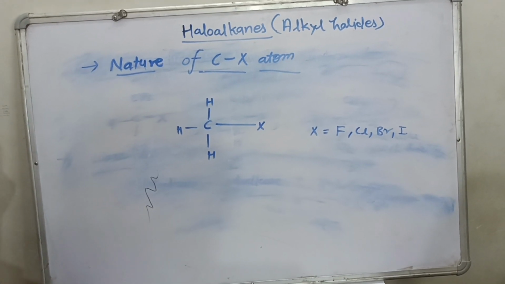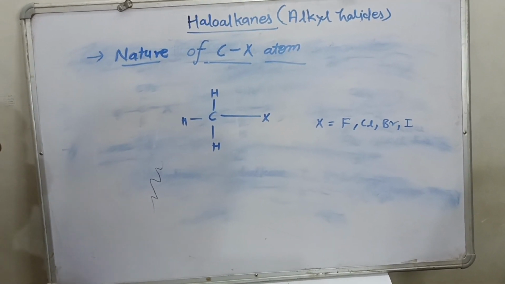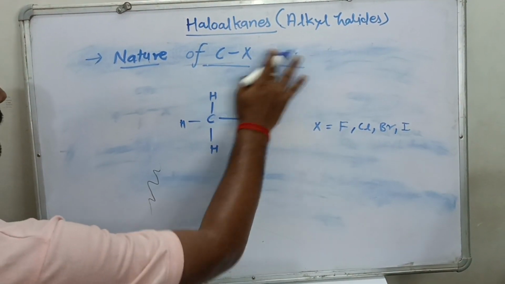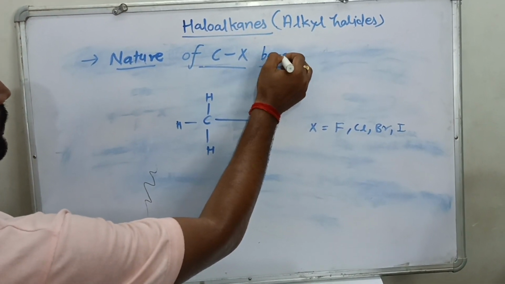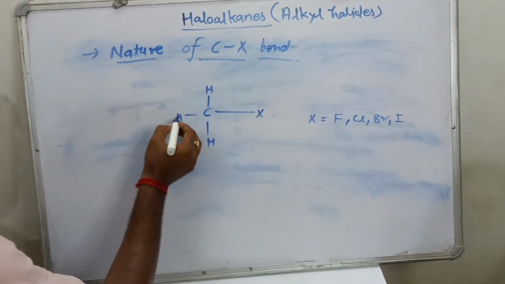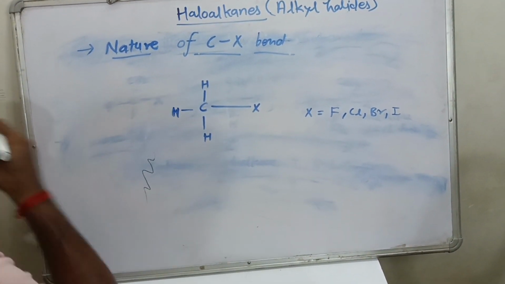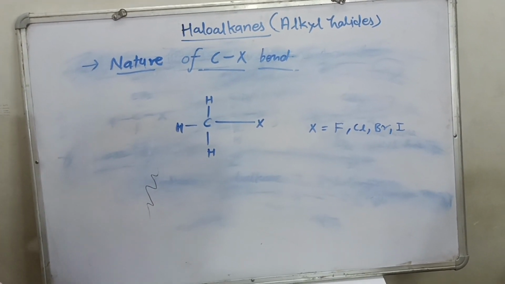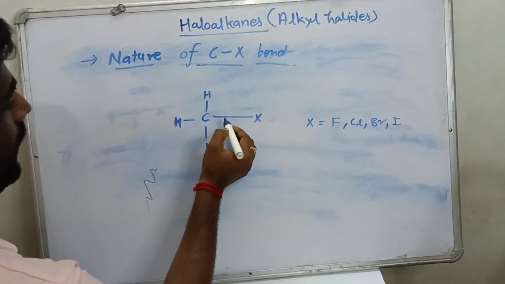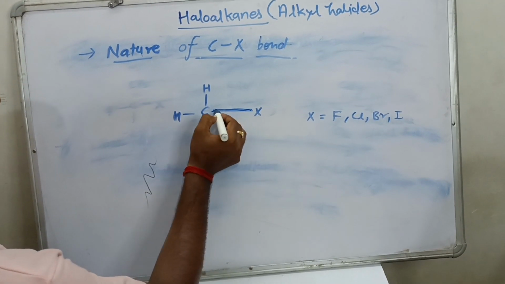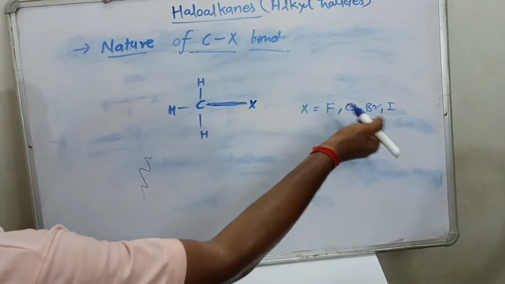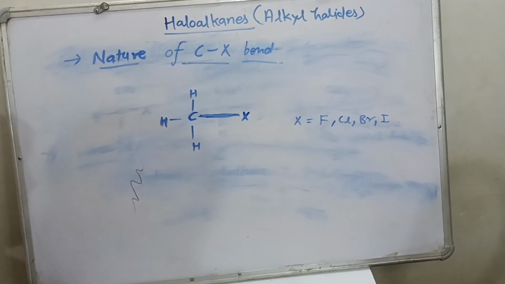So now moving towards the other points, which is the most important, that is the nature of the CX bond in haloalkanes. So this is a very simple haloalkane, that is methyl halide, also known as halomethane, and we can see that there is a bond between carbon and a halogen atom. The halogen atom may be fluorine, chlorine, bromine, or iodine, anyone.